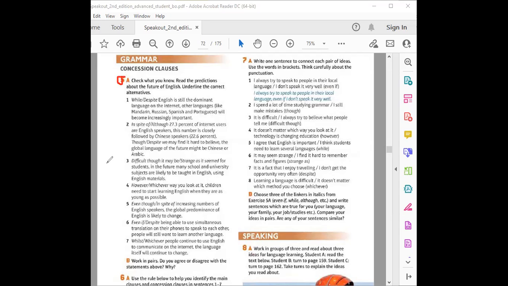Okay. Now, I want you to check what you know. I want you to read the predictions about the future of the English language, and I want you to underline the correct alternatives here. You have 7 sentences. Please read them and underline the correct alternative, please.